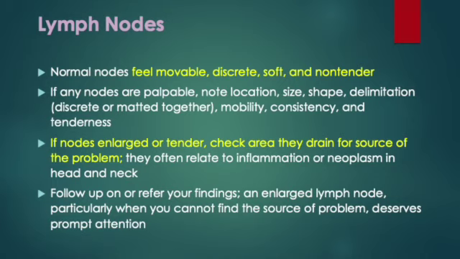When you're going through your lymph nodes, this slide is really important for you to understand because we want to know the difference between something that is normally felt and not normally felt. If you feel a lymph node that is freely movable, discrete, soft, and non-tender, this is a normal lymph node. Sometimes you can't feel them at all, but if you do, this is what they should feel like. If the nodes are palpable, whether it's normal or not, you want to note the location, the size, the shape, and whether they are discrete or matted together, the mobility of that lymph node, the consistency, and the tenderness.